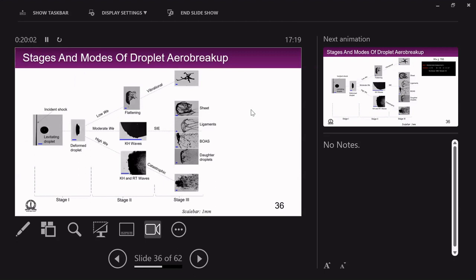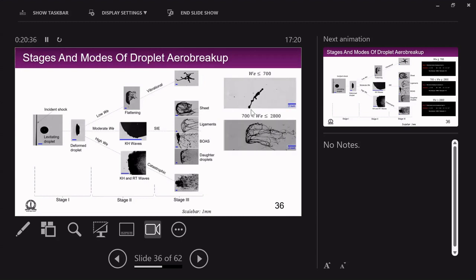We have a deformation of the droplet. And if the Weber number is low, you have flattening of the drop. And then you get the vibrational mode of breakup. Vibrational means really low Weber number breakup. When you have moderate Weber number, you have the cage waves once again dominating. And when you have really high Weber number, you have cage and RT waves together that dominate. And ultimately, it leads to the final morphology, which is basically a sheet, ligaments, this is beads on a string, this is daughter droplets, and this is catastrophic breakup. This is what you get in a polymeric fluid. All right? And this is basically the same thing. You can see the vibrational mode on the top, then you can see the more catastrophic breakup at the bottom.